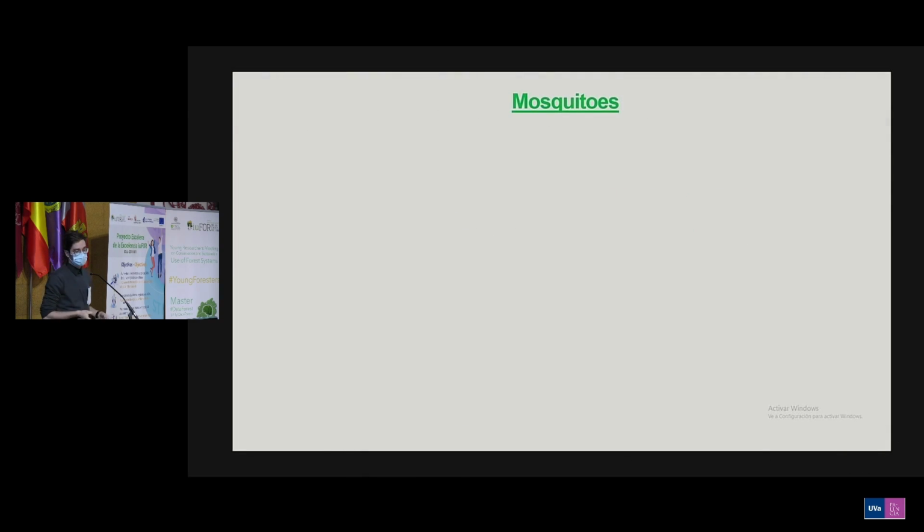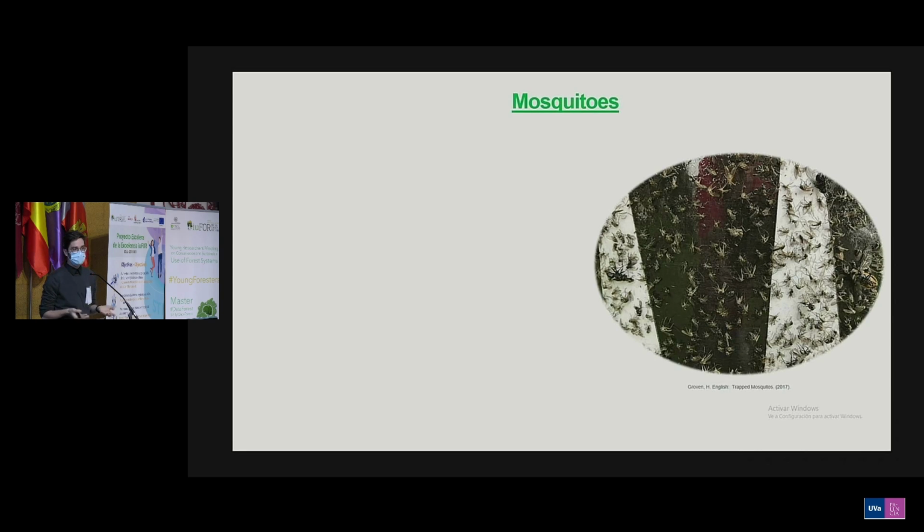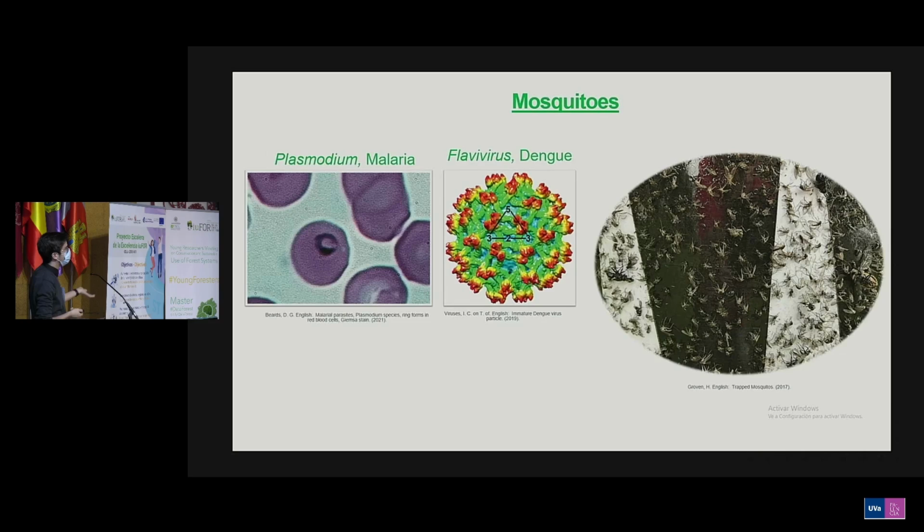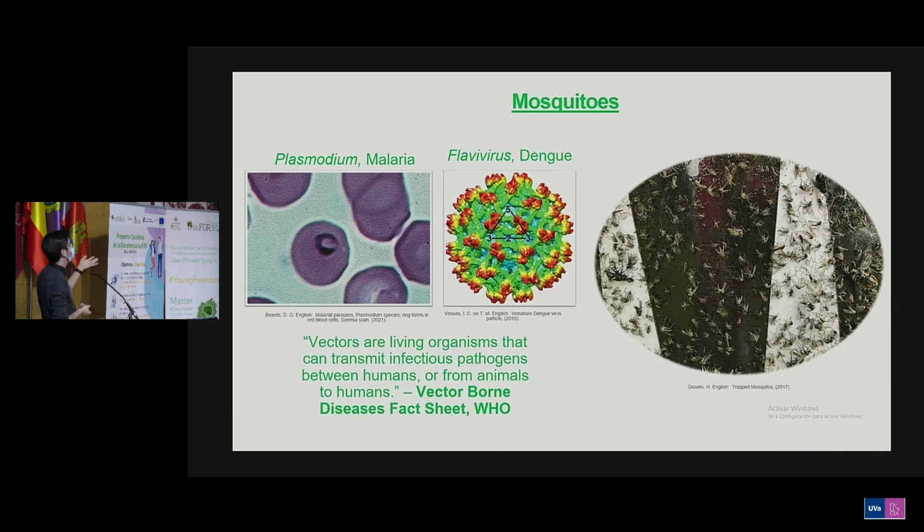And what about mosquitoes? Well, we know that mosquitoes are very annoying, but they are also very important because they transmit a lot of diseases. For example, malaria, that is produced by this parasite here called Plasmodium, or dengue, caused by that virus that is there. But the mosquito is considered a vector, and a vector is, as who says, a living organism that can transmit infectious pathogens between humans or from animals to humans.